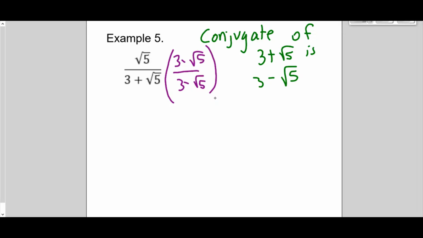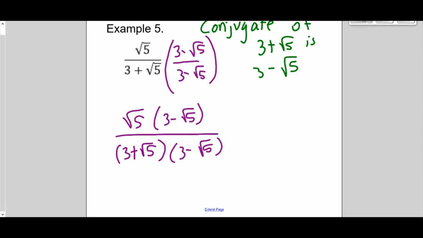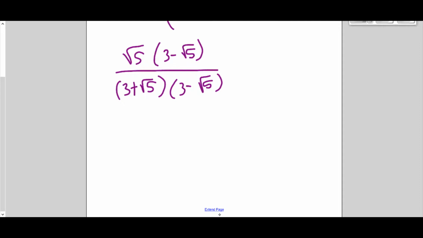And so now in the top I have the square root of 5 times 3 minus the square root of 5. And in the bottom I have 3 plus the square root of 5 times 3 minus the square root of 5. And now to simplify, I'm just going to multiply all this out. So there's quite a bit of multiplying going on, even though we're just doing rationalizing the denominator. There's quite a bit of multiplication that occurs here.